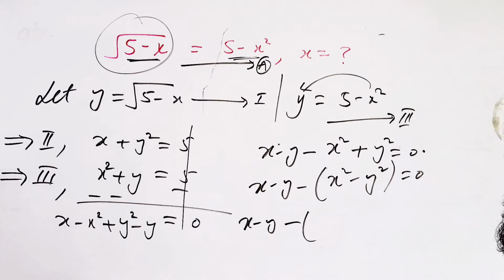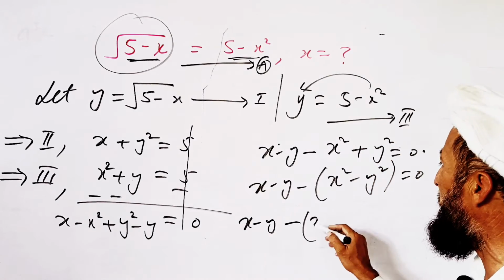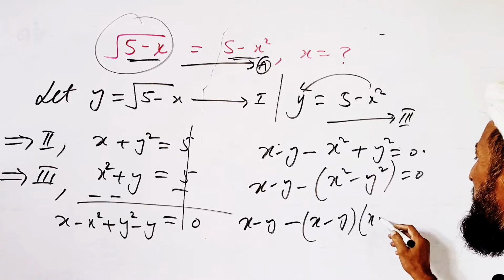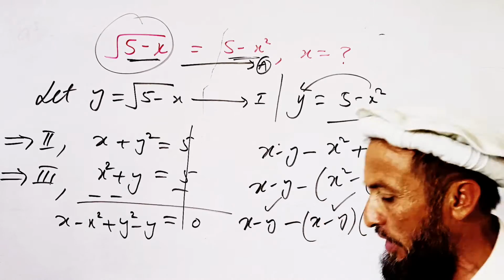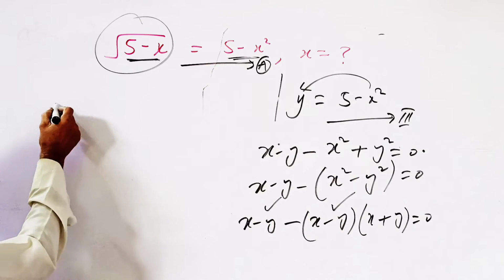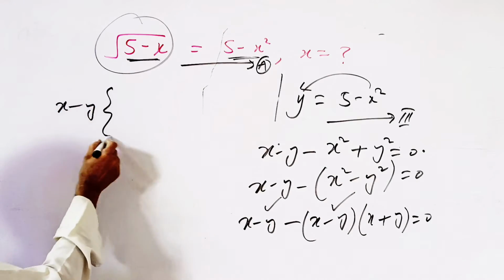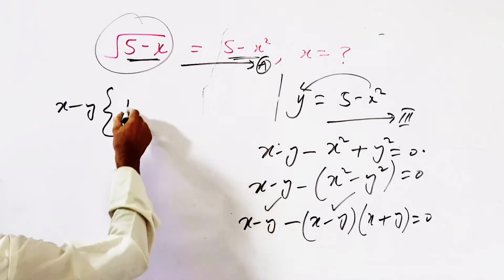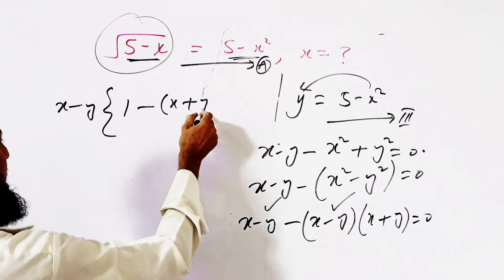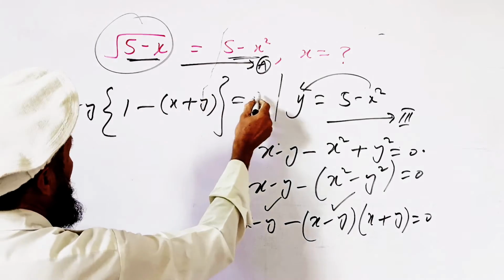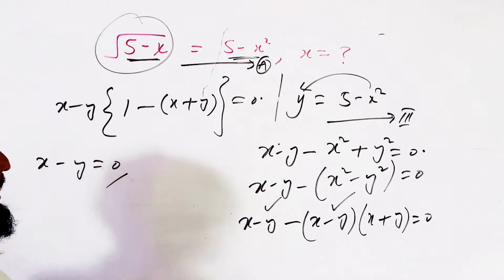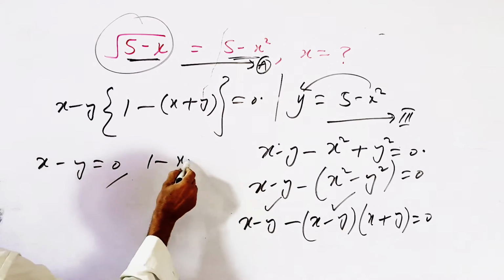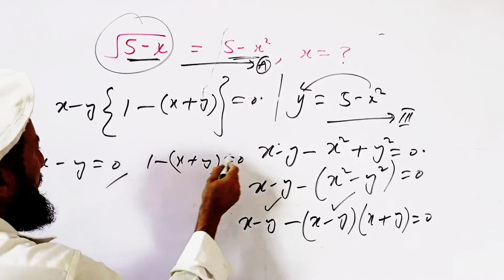Using the a square minus b square formula, we know that x square minus y square is x minus y into x plus y, so the expression is equal to 0. Now taking the common term x minus y, the result is x minus y into 1 minus x plus y remaining, is equal to 0. It means that either x minus y is equal to 0, or 1 minus x plus y is equal to 0.